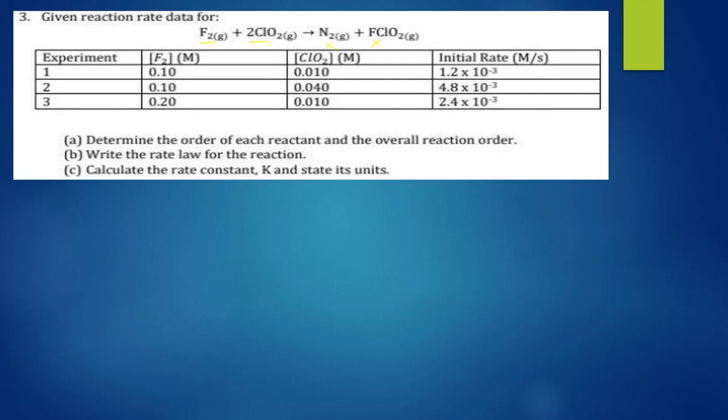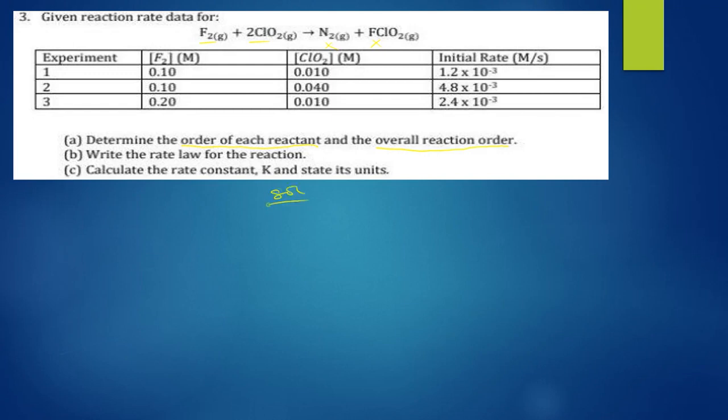And then we have been given this table, which has 3 experiments. In these 3 experiments, we can see the concentration of the reactants, fluorine and chlorine dioxide, has been given like this. And then the initial rates for all the 3 experiments were determined, and it has been given like this. And then A is saying determine the order of each reactant and the overall reaction order. So here on A, we must determine the order of each reactant. After that, we must determine the overall reaction order.